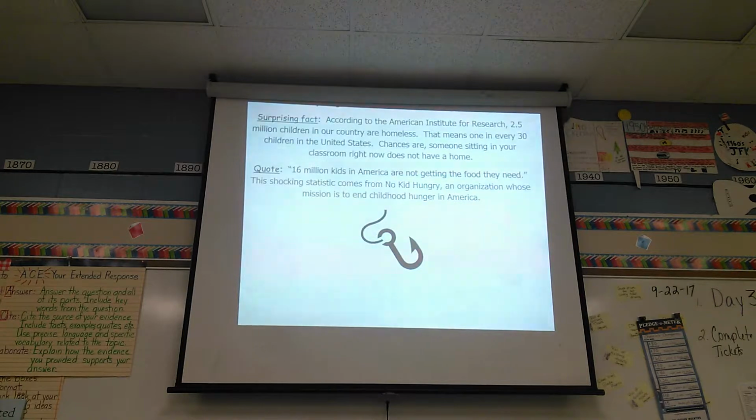According to the American Institute for Research, 2.5 million children in our country are homeless. That means 1 in every 30 children in the United States. Chances are someone sitting in your classroom right now does not have a home. Okay, remember, the job of the writer here when using this hook is to give a surprising fact, make the reader want to read more about it.